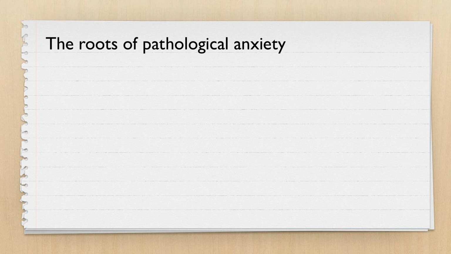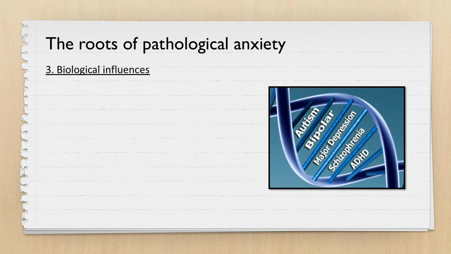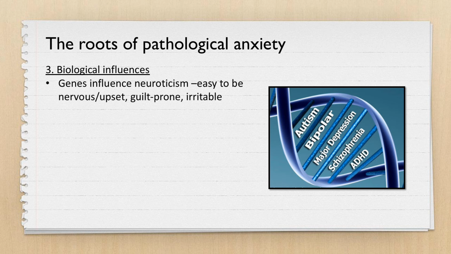Twin studies show that many anxiety-related disorders, including panic disorder, specific phobias, PTSD, and OCD, are genetically influenced. Researchers found that genes influence neuroticism. People who are high in neuroticism are easily nervous, upset, guilt-prone, and irritable. They are more likely to develop anxiety disorders and depression.